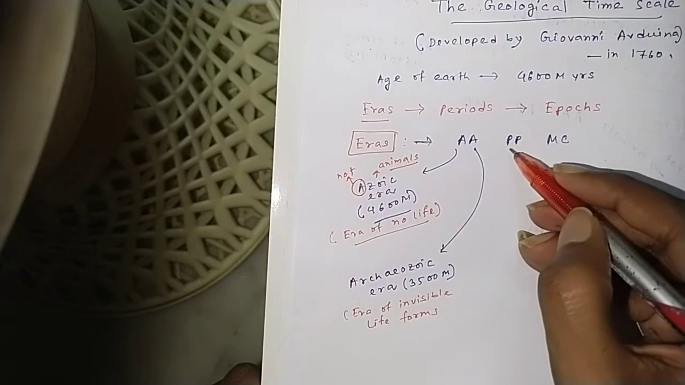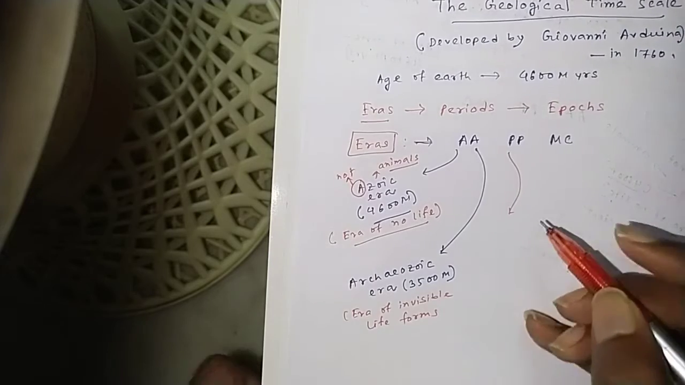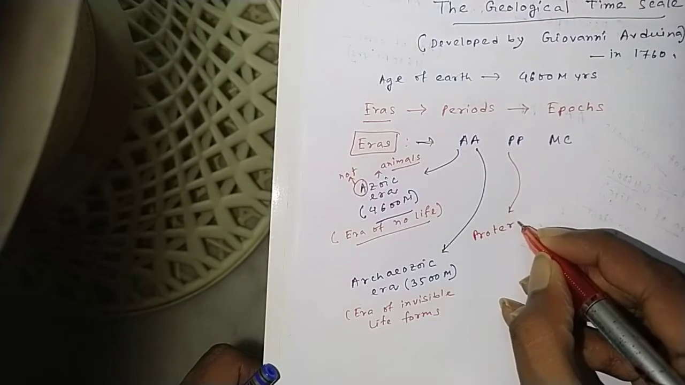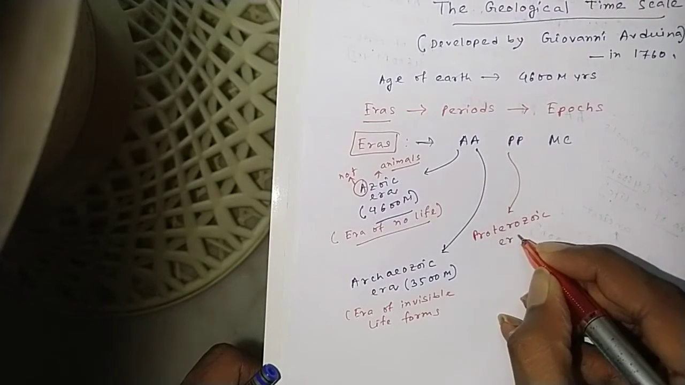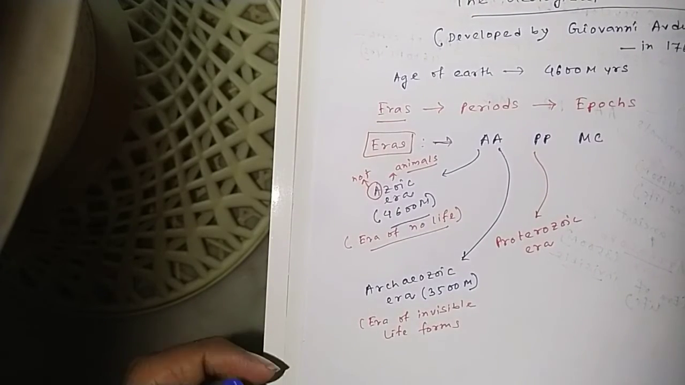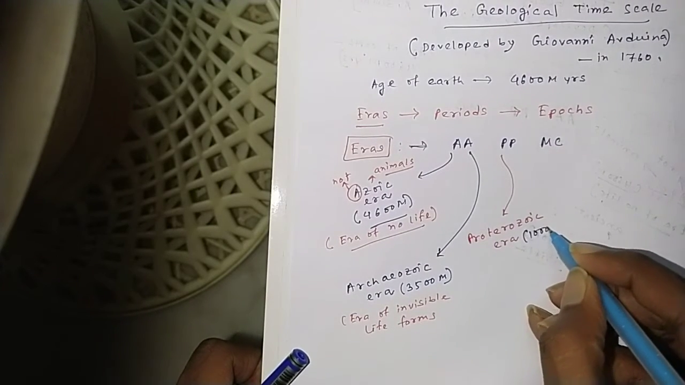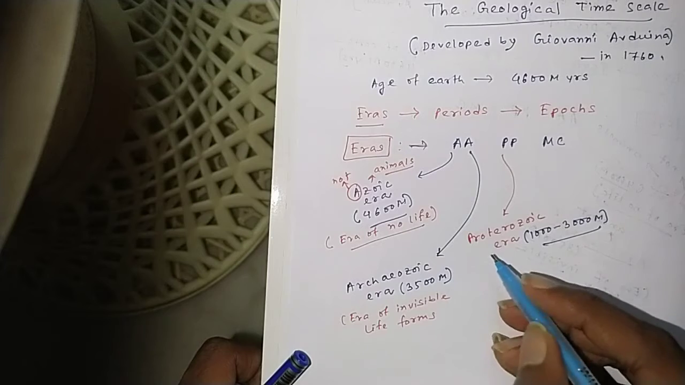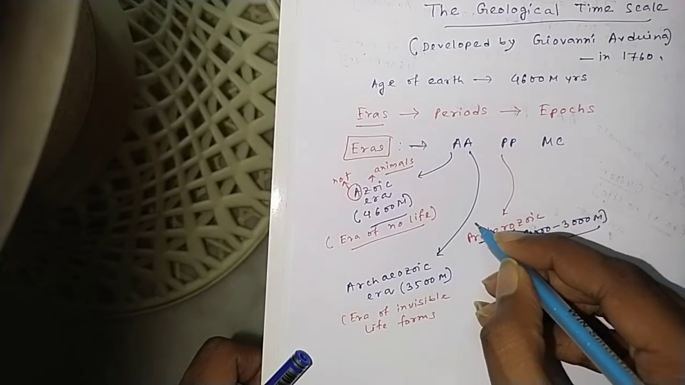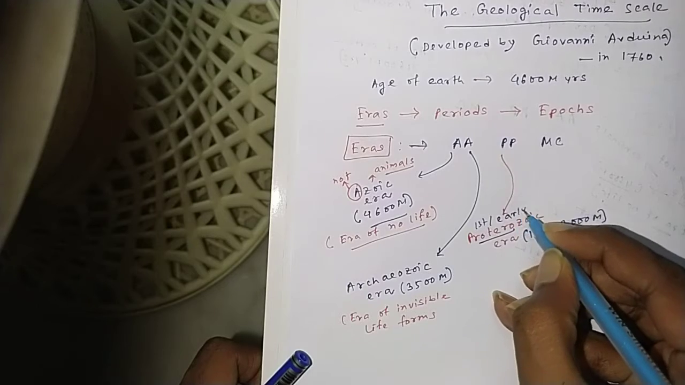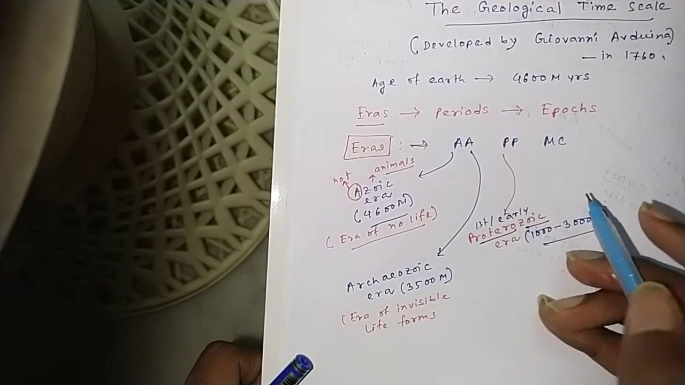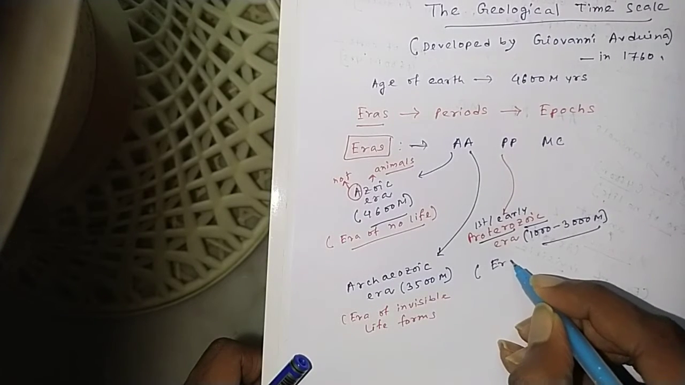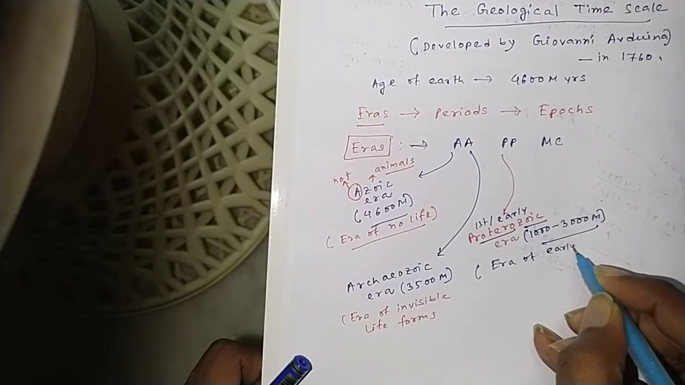Now after that we have the P, which means the Proterozoic era. This Proterozoic era is 1000 to 3000 million years ago. Protero means first or early, and you know very well Zoic means animals, so that's why it is called the era of early life.